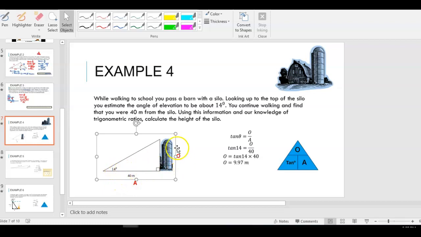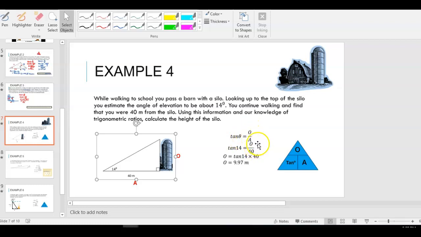Angle 14, silo is the opposite. This is A, and hypotenuse is here. We have no information for the hypotenuse, so we can fully ignore it. Which trigonometric ratio has both opposite and adjacent? Tangent. So we write tangent of angle theta equals opposite over adjacent.